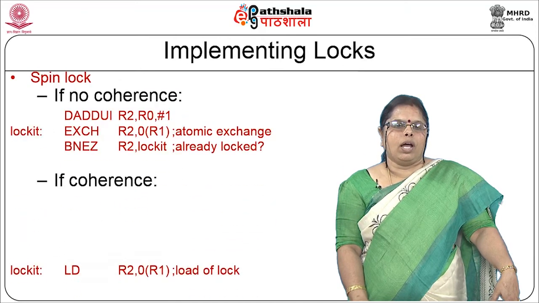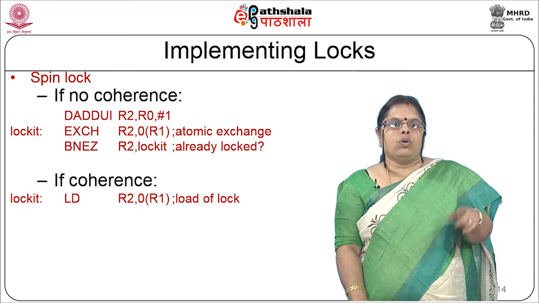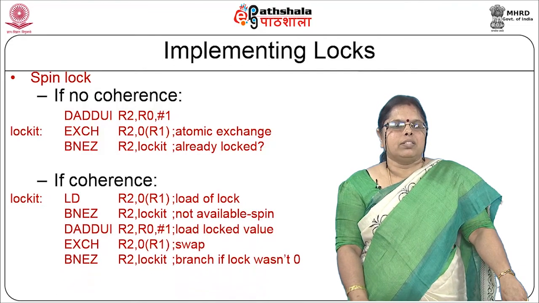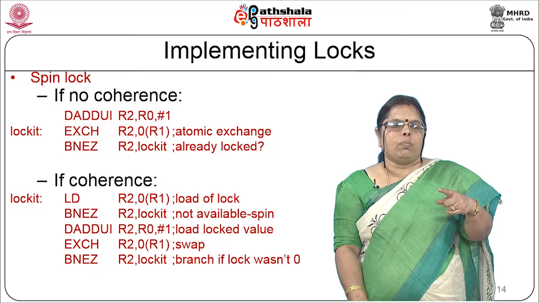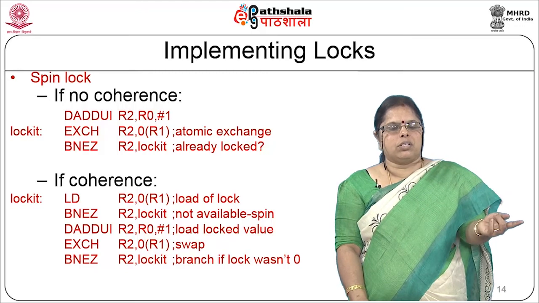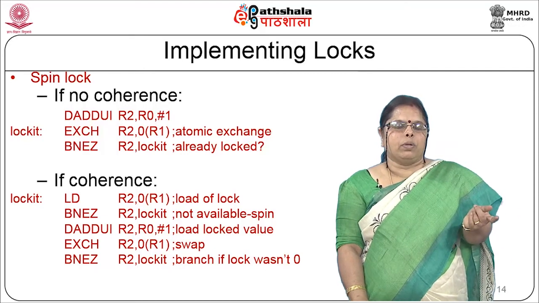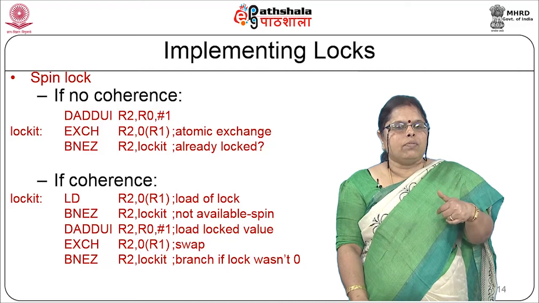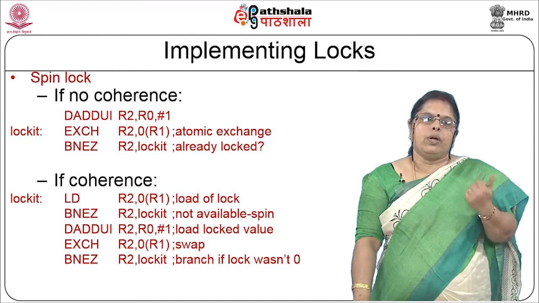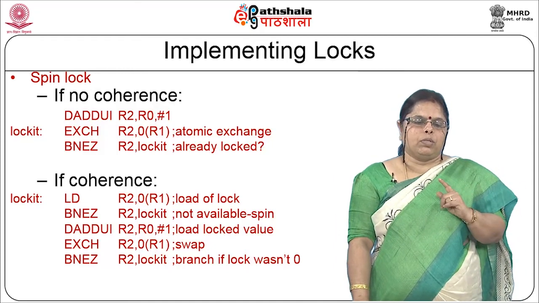We've already explained how this works without coherence. But if you have a coherence protocol in place, then you can do the load operation separately. So the load is done: you read the value, you cache it in your private cache, and you keep reading. If the lock is not available, then you keep spinning on it. It's a branch on not equal to 0; 0 indicates that the lock is available. So if it's not equal to 0, then you keep spinning on it.